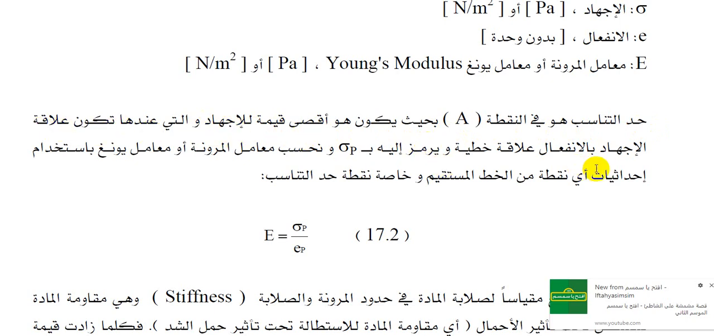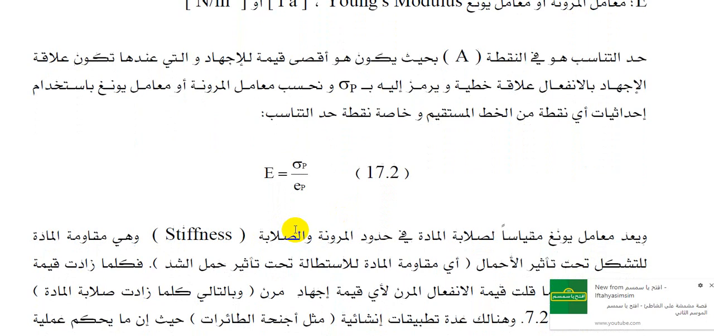At this point, the relationship between the stress and strain is linear and denoted by sigma p. Sigma p is the stress at the proportionality limit. We can calculate the modulus of elasticity, or the Young modulus, by using the coordinates of any point on the straight line, especially the direct proportionality limit point: E equal to sigma p over epsilon p, as you can see here.